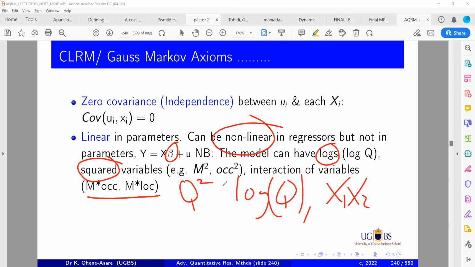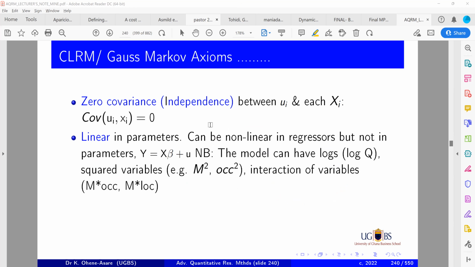Okay, so the variables, you can do a lot, but then the parameters must be linear. That is what we are saying. The relationship between the parameters, they've got to be linear. So that is another assumption of the classical linear regression. Okay. Well, when you hear the word OLS, ordinary least square is linear.